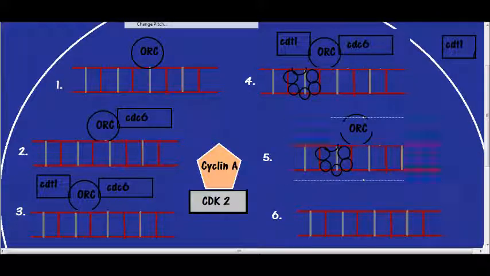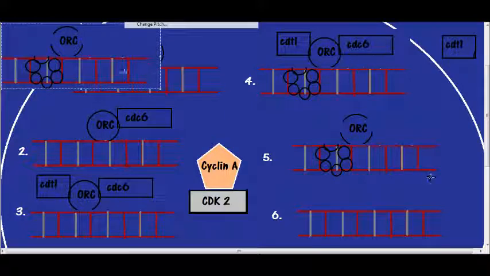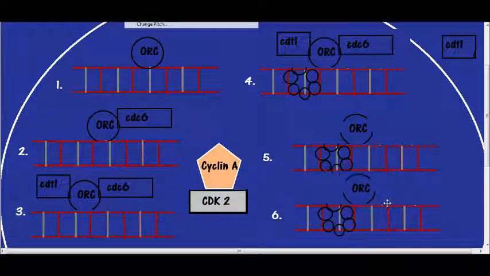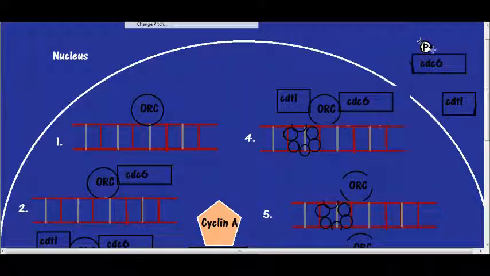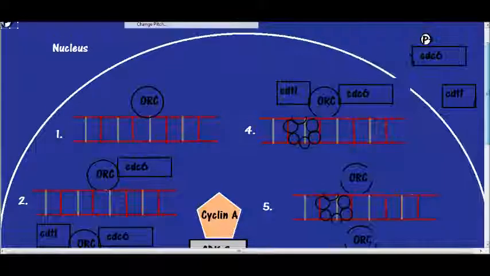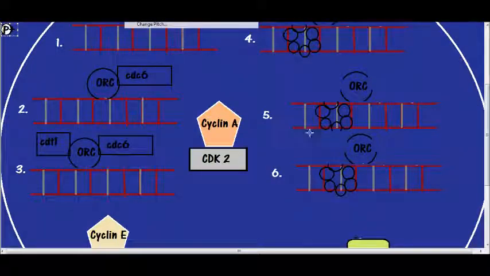And finally, the last step is for the cyclin A CDK2 to phosphorylate the helicase itself, the MCM hexamers. And once they are phosphorylated, this is like the go signal, and it tells the helicase to begin unzipping the DNA, and S phase begins.